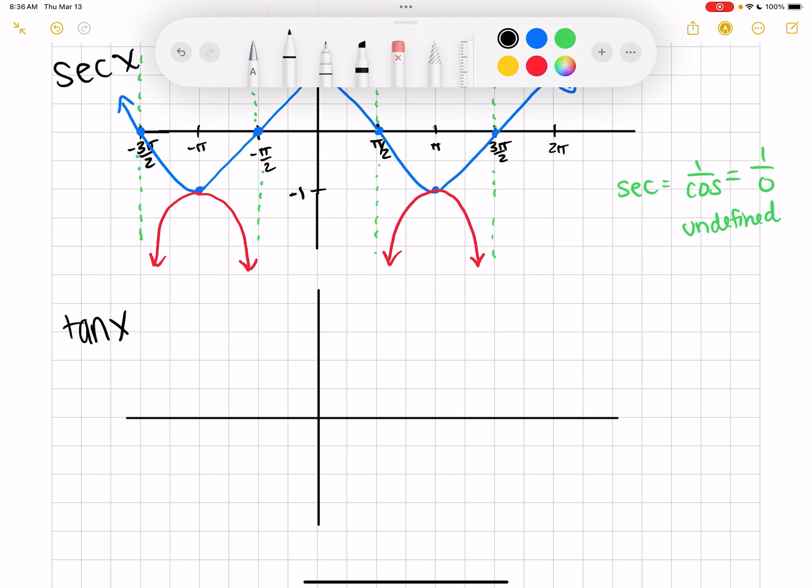But they still go out to 2 pi. And I'm going to go out pretty far on both sides. So pi over 2, pi, 3 pi over 2, 2 pi, and then negative pi over 2, and negative pi. I'll go to negative 3 pi over 2 like we did on the last one.